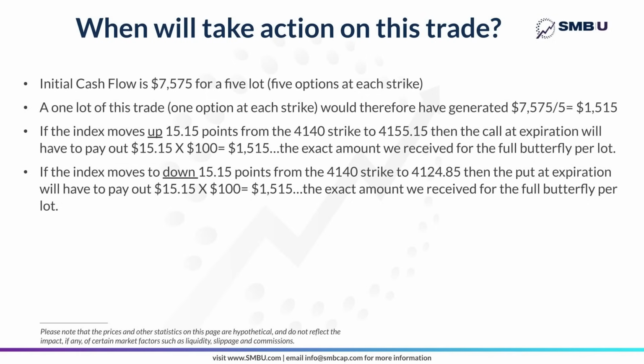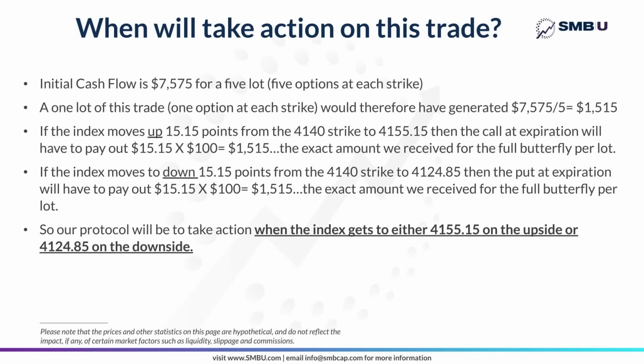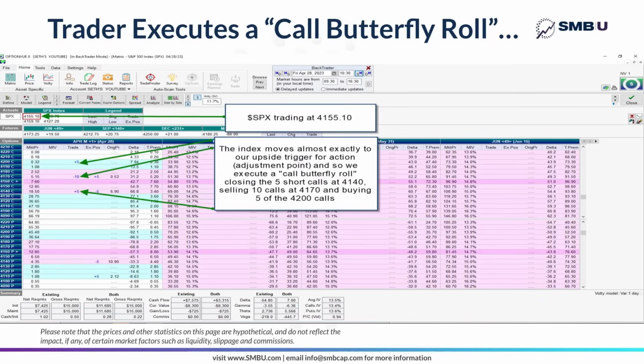And so many options traders would at that point take action to protect the position so that we don't lose money on the trade. This is all going to become a little clearer when we show you what happens next. And that is, as you can see, the SPX index went up almost exactly to our upside adjustment point at 41.5515. And so it's time for action.